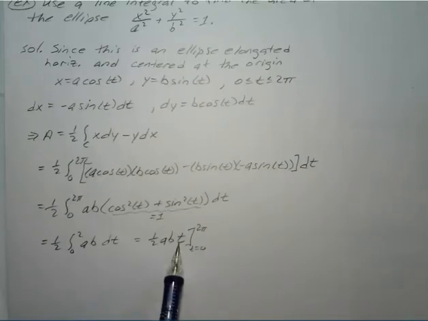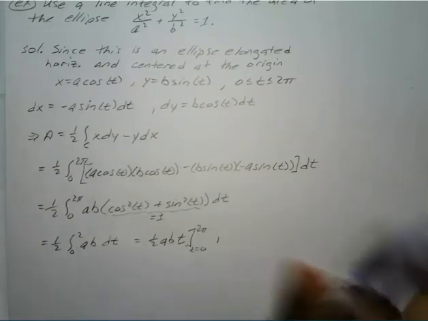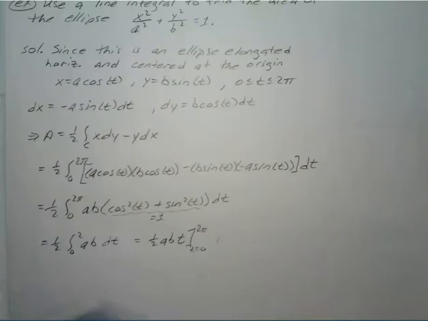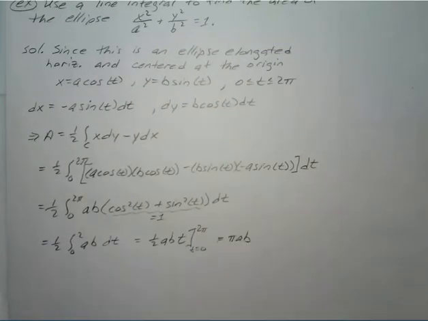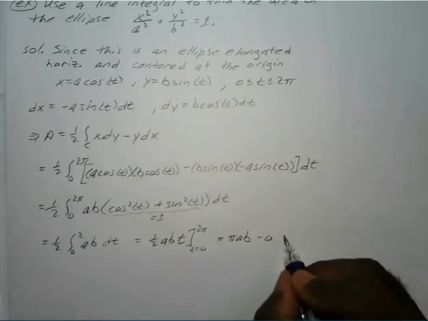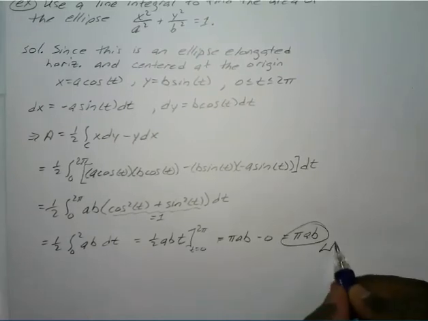Okay, so if we plug in t equals 2 pi, we'll get pi, because the 1/2 cancels out. So you have pi times a times b. Of course, we plug in 0, we just get t equals 0, and everything else becomes 0. So that's just pi times a times b.